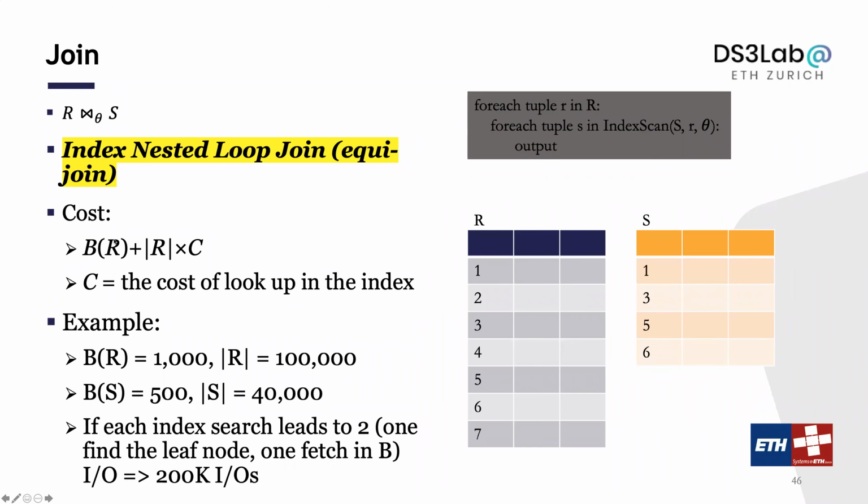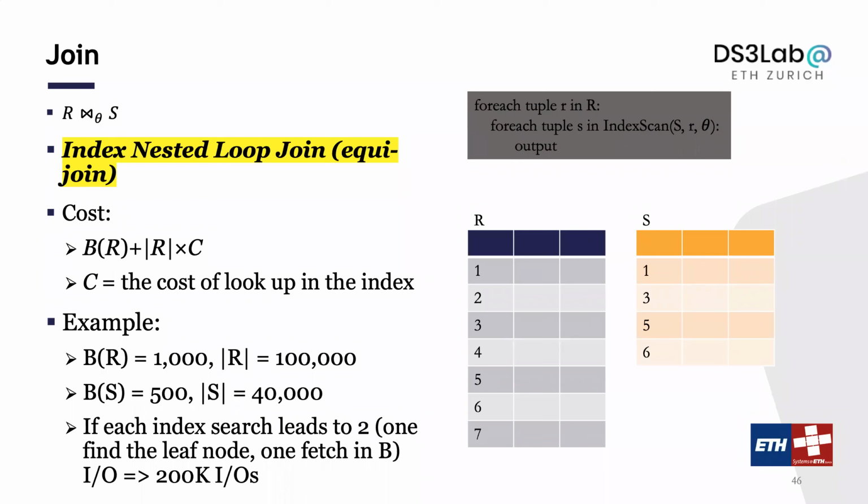So just go back to our old example, right? Assuming you have 1,000 pages in R and 500 pages in S. Assuming every single index search leads to, for example, 2 IOs. One IO is the time you need to fetch the leaf node, and another IO is the time you need to fetch the actual tuples. I mean, that's actually a pretty realistic assumption. So in that case, the amount of IO you need to pay is only 200,000.